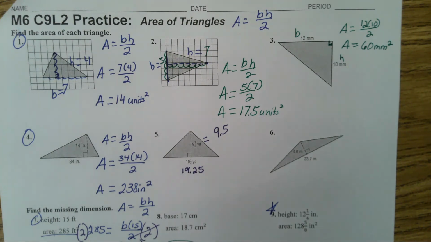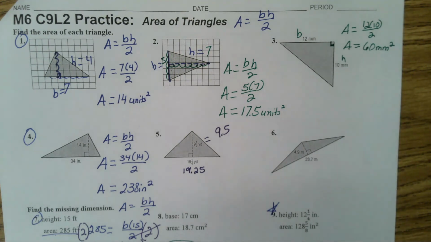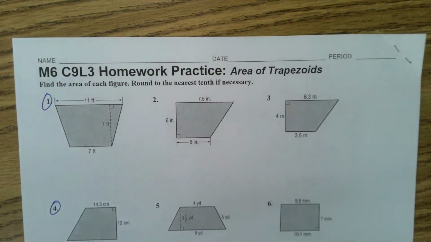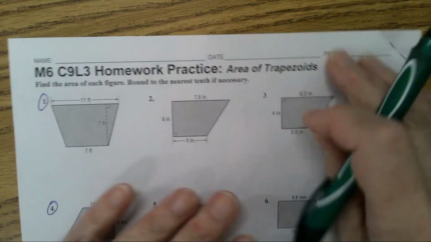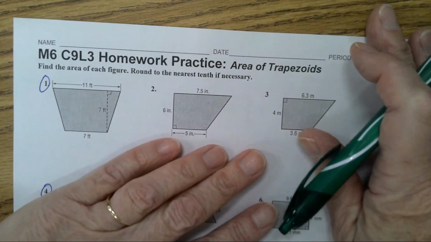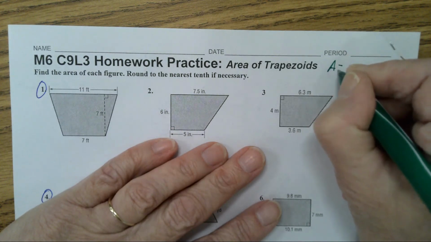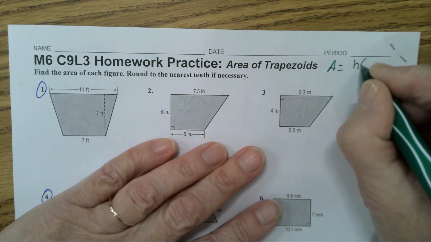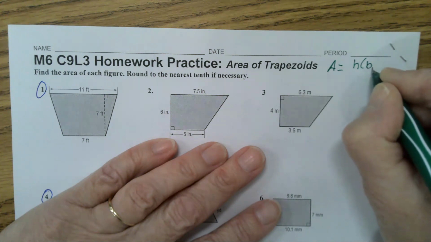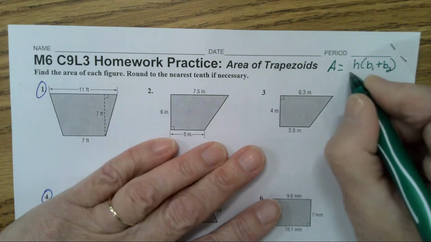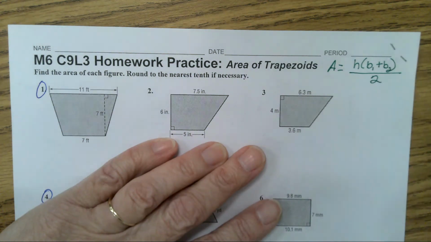All right, we're going to go on now to the trapezoid side. So let's turn to the trapezoid side and practice doing these problems. We're going to start, and I want everyone to write the formula for the area of a trapezoid up here in the top right-hand corner. The area equals height times your parallel sides. They're called B1 plus B2. Then divide your answer by 2.